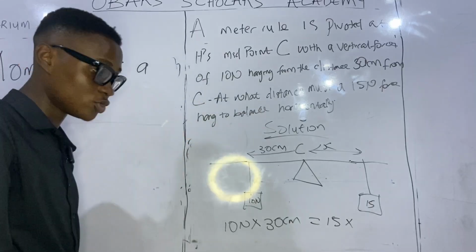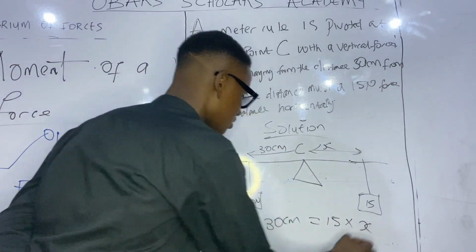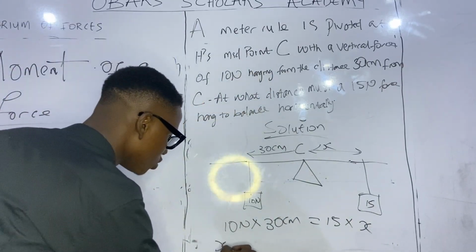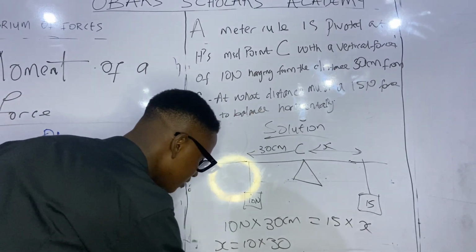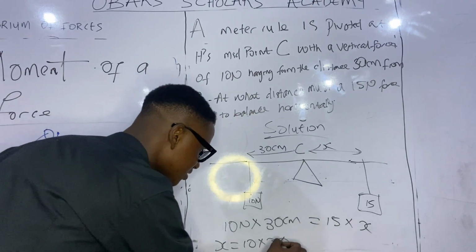We don't know where we'll put it. So we'll put x. X will be equal to what? 10 times 30 divided by 15. So 15 here, 1, 15 here, 2.